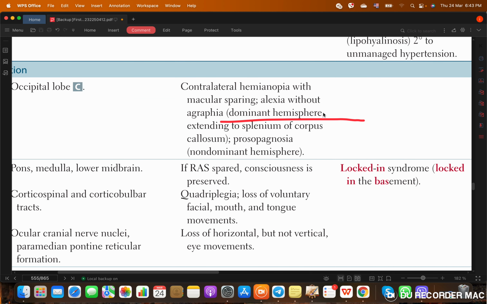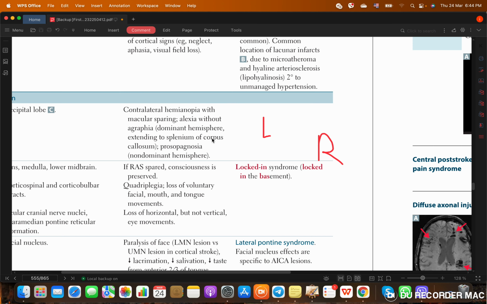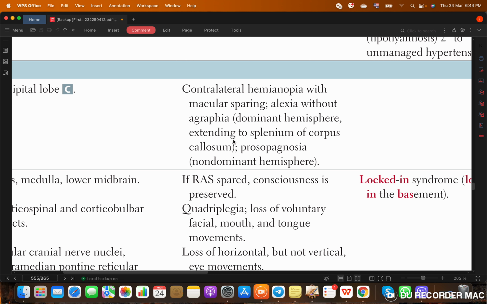The dominant hemisphere is the one affected. Which one is the dominant hemisphere? The left one. Yes. This is true in people who are right-handed. It's the left one. In left-handed people, it's the right side that is dominant. It's vice versa. Okay, so it extends to the splenium of the corpus callosum.